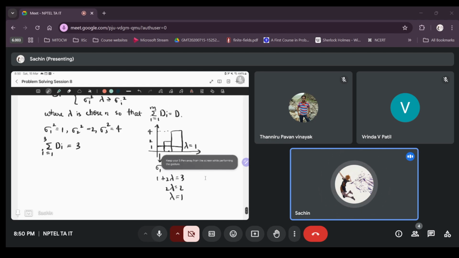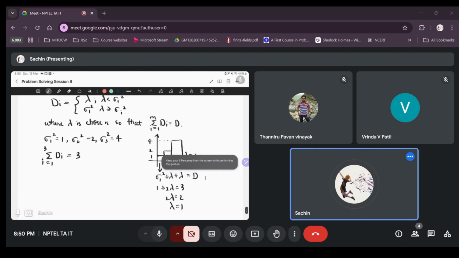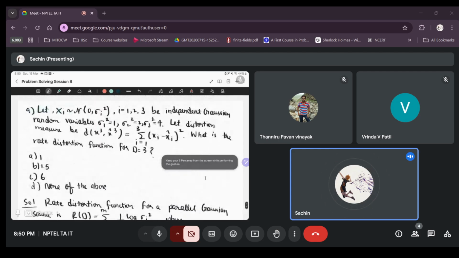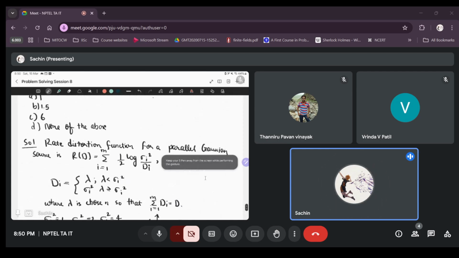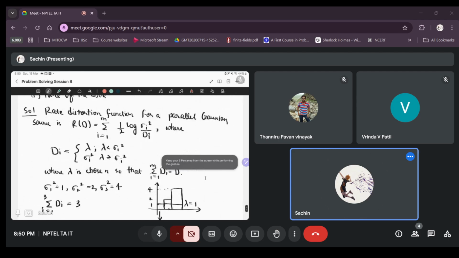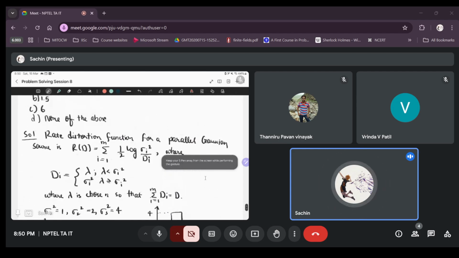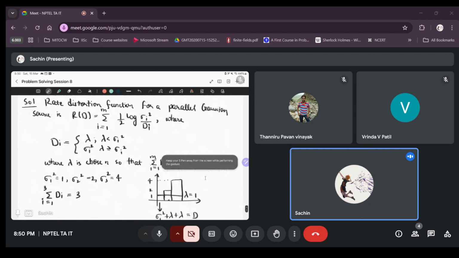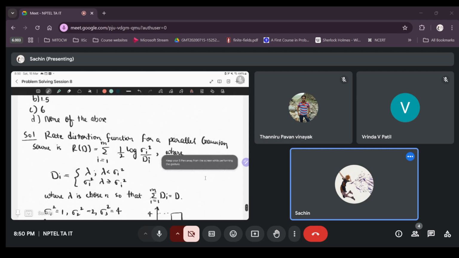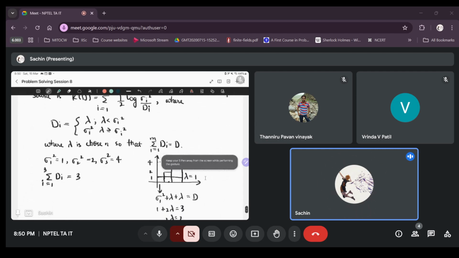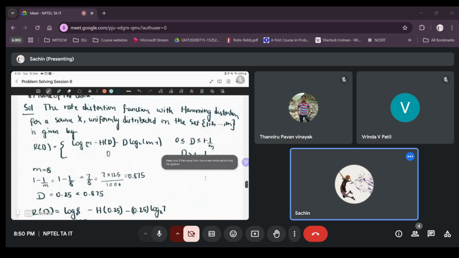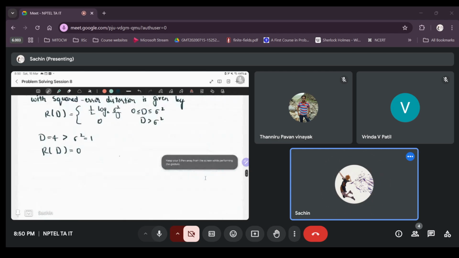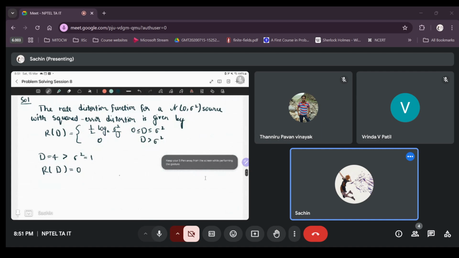Suppose if some sigma square is already greater than the given distortion D, then your R of D will be 0, similar to the previous questions. If your D is greater than sigma square, you have R of D is 0.